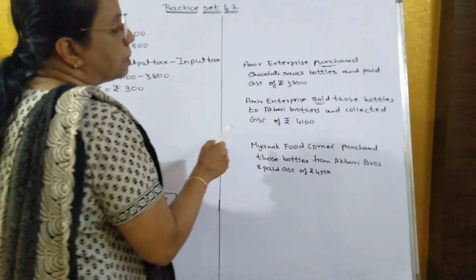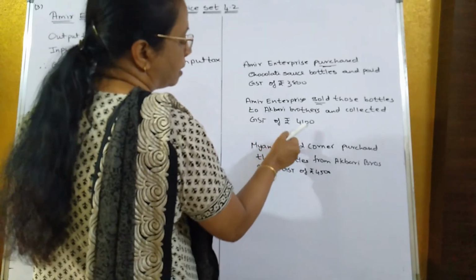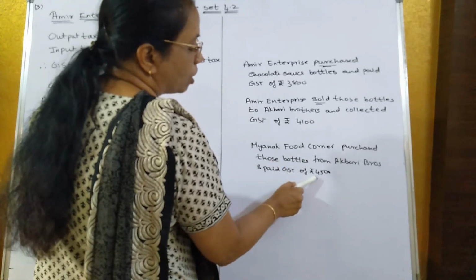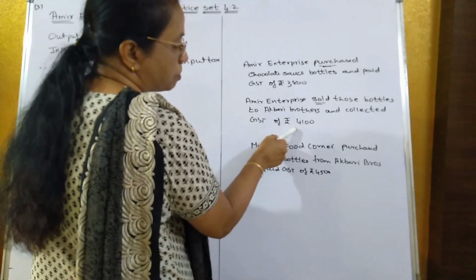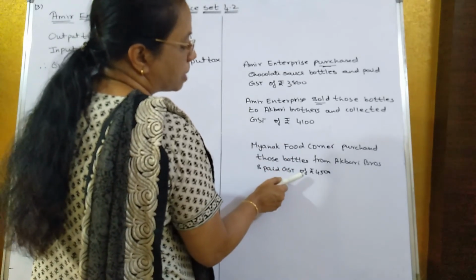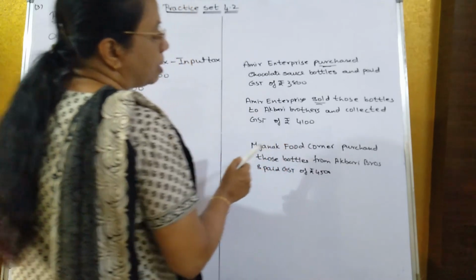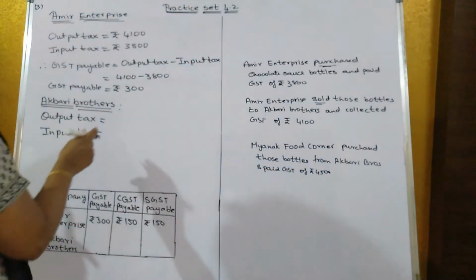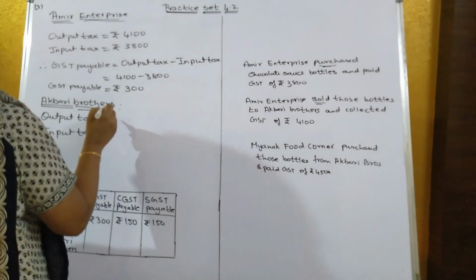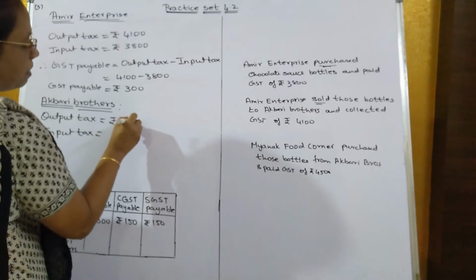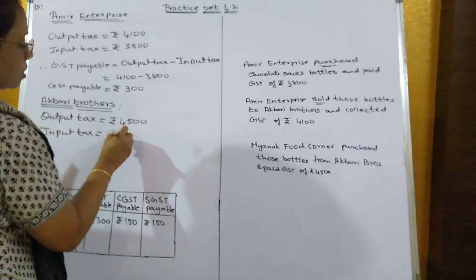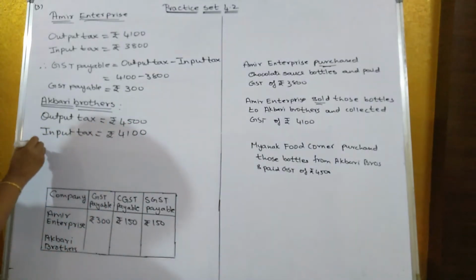So they purchased at rupees 4,100 and they sold, Akbari brothers sold to Mayank Food Corner at rupees 4,500. So this became the purchase price of Akbari brothers and this became the selling price of the Akbari brothers. So this became the output tax and this will become the input tax. So output tax is how much? Rupees 4,500 and input tax is how much? Rupees 4,100.